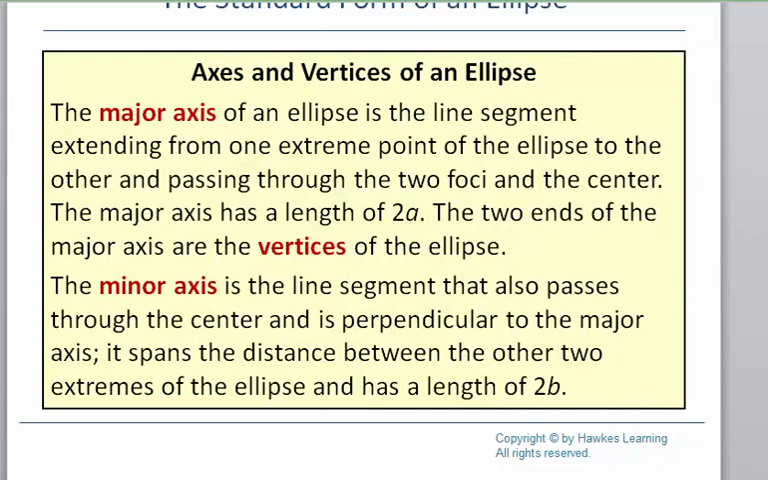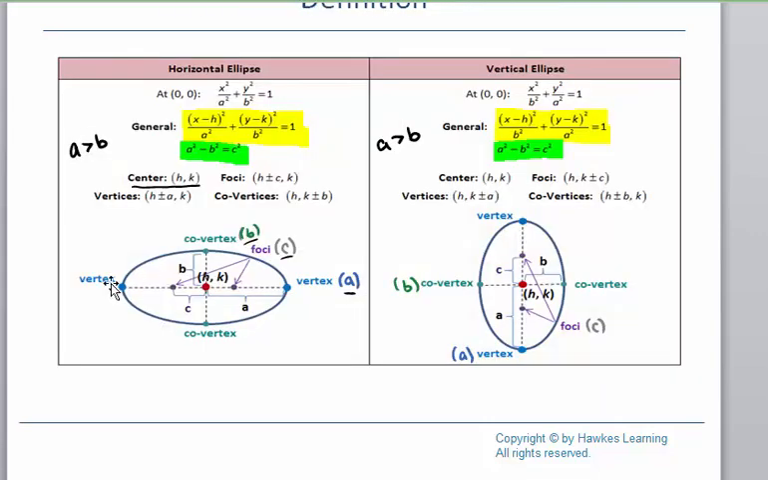Now, the next thing that they're going to do is define for us what is called the major axis and the minor axis. Now, we've really already looked at that. We just didn't necessarily call it that. So let me just show you on our picture. Our major axis is going to be the axis that runs the longer way. It's going to run through the vertices and through the foci. So here our major axis is going to run across. Here our major axis is going to run up and down. And the minor axis will be the other one.